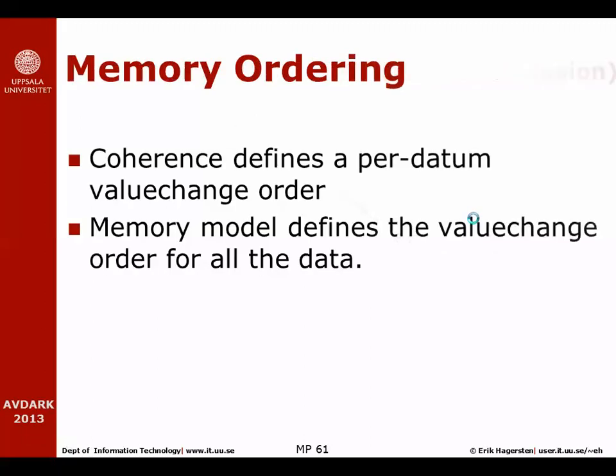So what are memory models? Memory models, or memory ordering, is another synonym for that, is sort of related to cache coherence. Cache coherence defines a per datum value change order, or says that there can be many copies of a piece of data but only one value. But it reasons about a specific piece of data. A memory model defines some kind of value change order for all the data in the system.